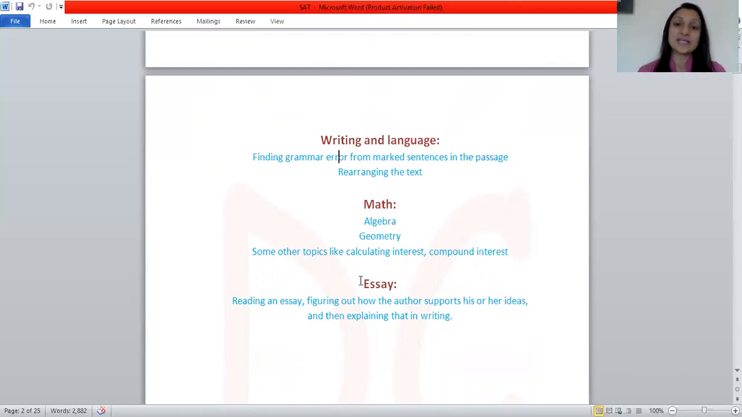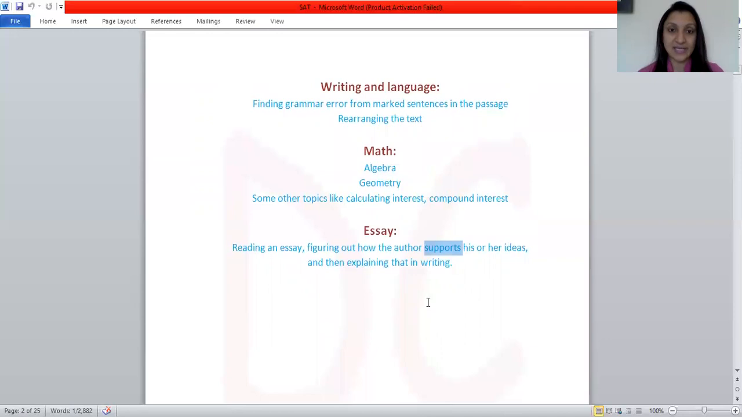Then the next part is the essay, which I already told you about. So what do you do in the essay? You read the essay that is given to you, not the essay that you're going to write, of course. So there's a passage given to you. You first read that. You figure out what the author is trying to say over there. How is the author trying to support it, or what is it saying? And then you explain it in your writing, that this is what I have understood from the essay. Okay, so that's the essay section.